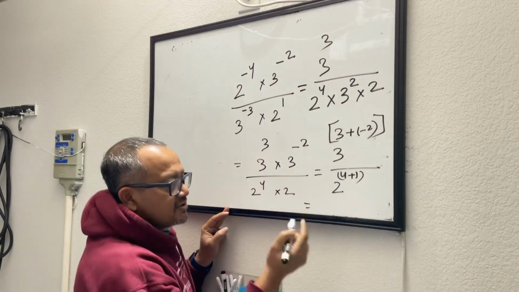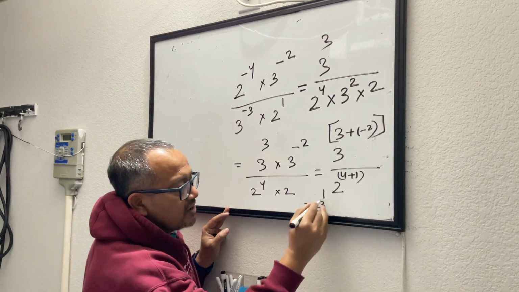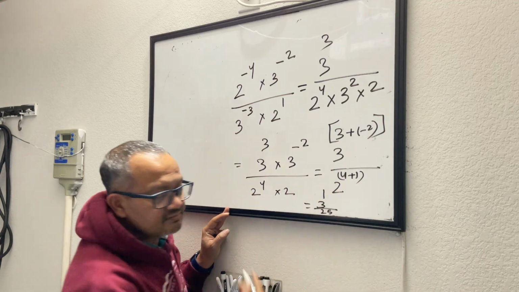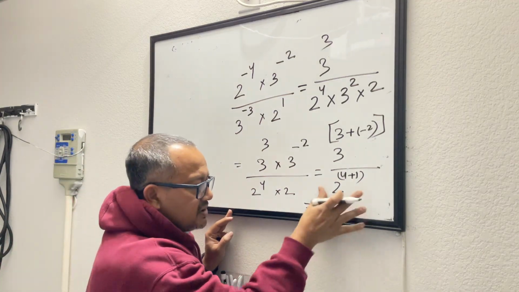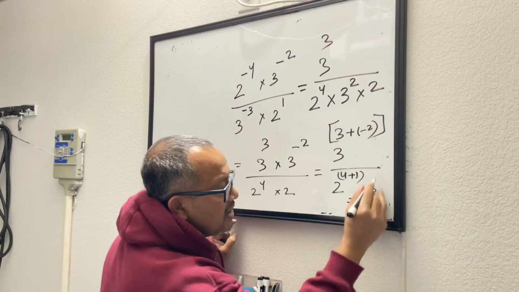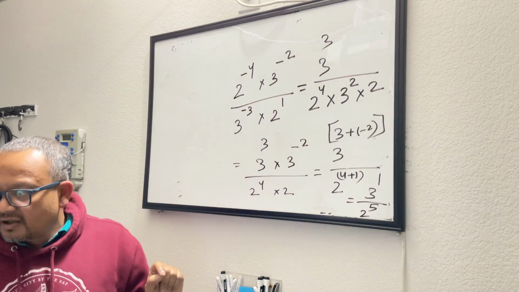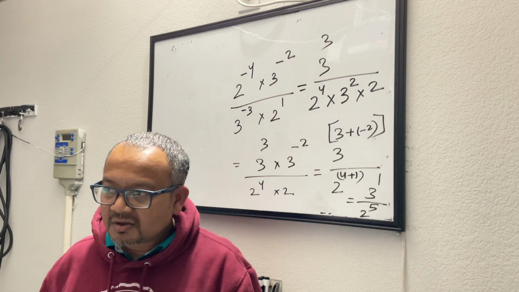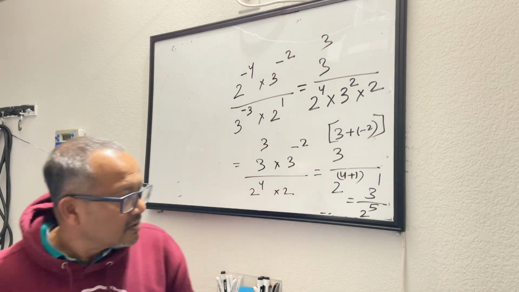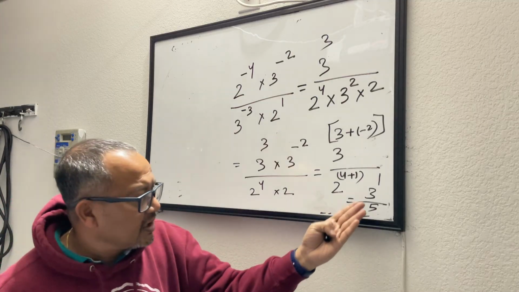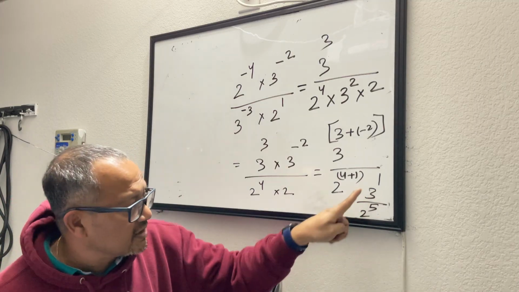3 plus minus 2, that becomes 3 power 1. And 2 to the power 4 plus 1 becomes 2 power 5, not 25. It became 3 to the power 1 by 2 to the power 5. Can we also write that as 3 to the power 3 over 2 to the power 5? No, this is not 3 power 3, this is 3 power 1, right?